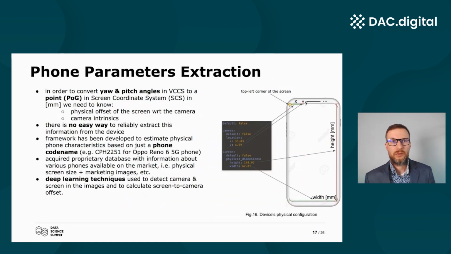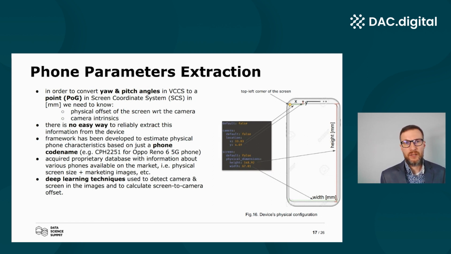The next challenge was to extract phone parameters like screen size, camera location, and camera matrix for a phone on which the video has been captured. This information is critical in order to convert yaw and pitch angles for normalized frame into an actual point of gaze in millimeters in the screen coordinate system.